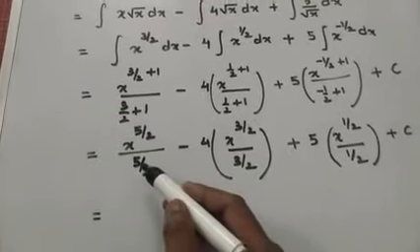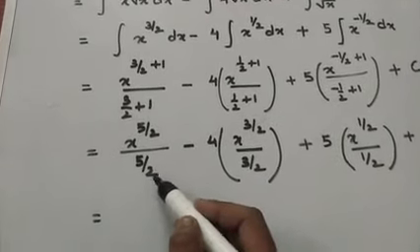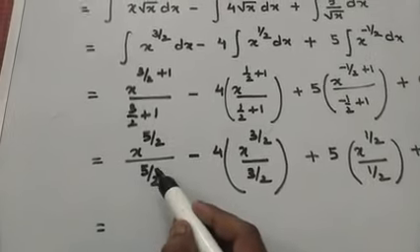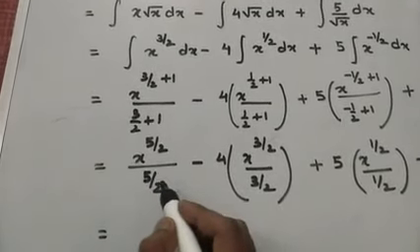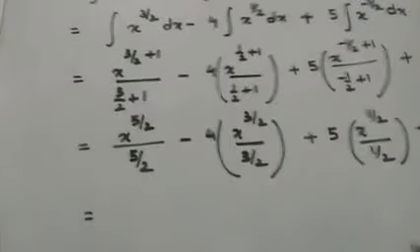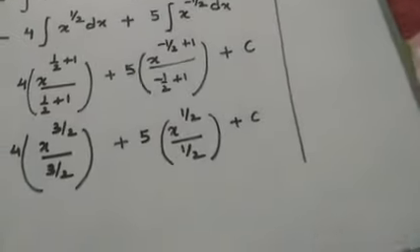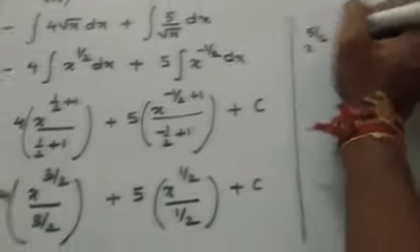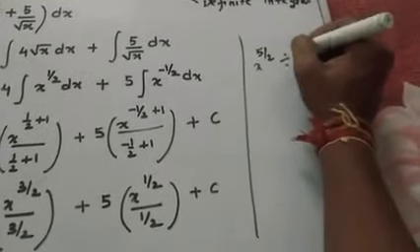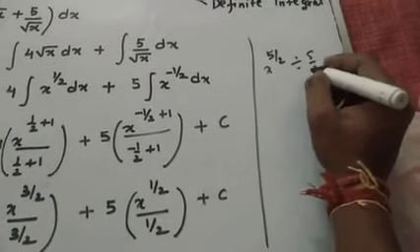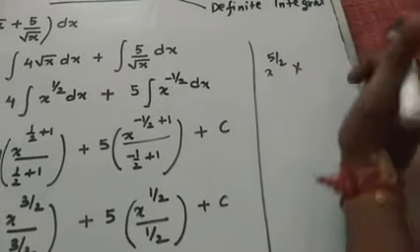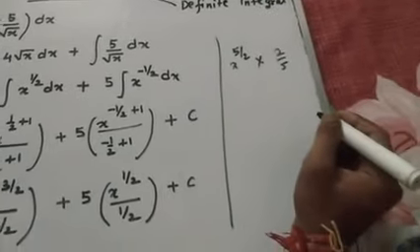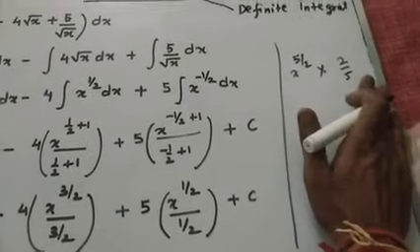Now, dividing by 5 by 2: if you convert this division into multiplication, then this 5 by 2 will become its reciprocal, that is 2 by 5. Suppose, as a rough part, you have x to the power 5 by 2 divided by 5 by 2. I have to convert this division into multiplication, so this will become the reciprocal, that is 2 by 5. Okay, simple.